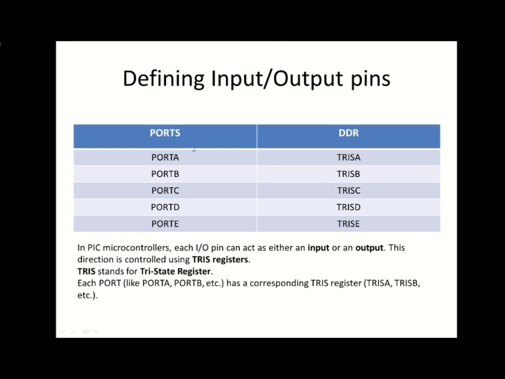So we have this port. Port A has a corresponding TRIS register, TRIS A. Likewise, port B has register TRIS B, port C TRIS C, port D TRIS D, and port E TRIS E. So that is how each port has a corresponding TRIS register. Alright.